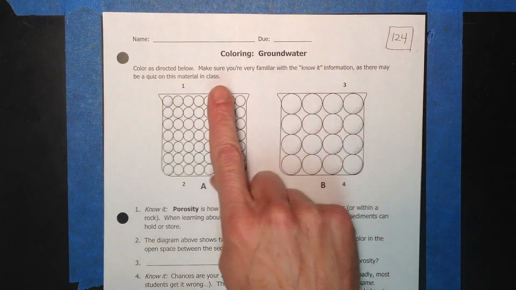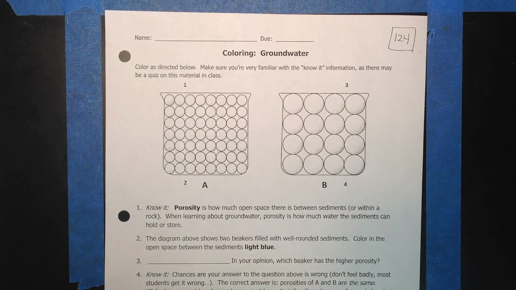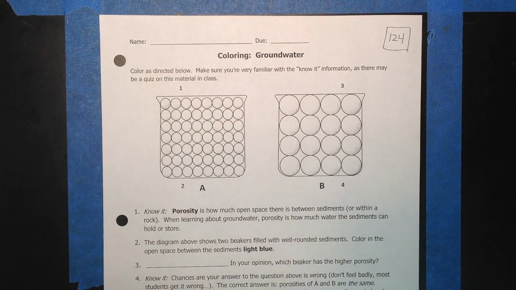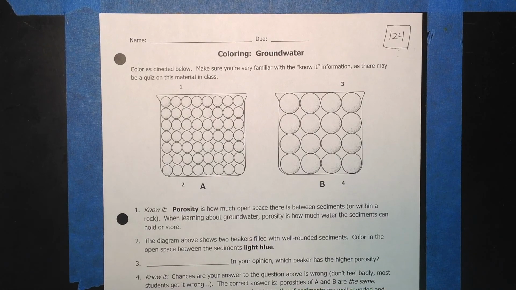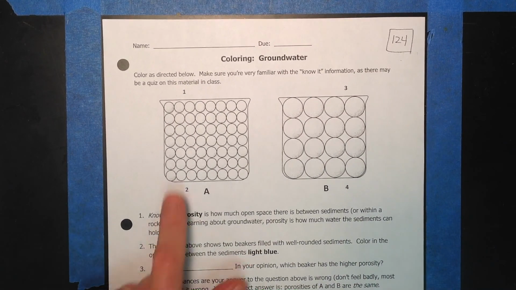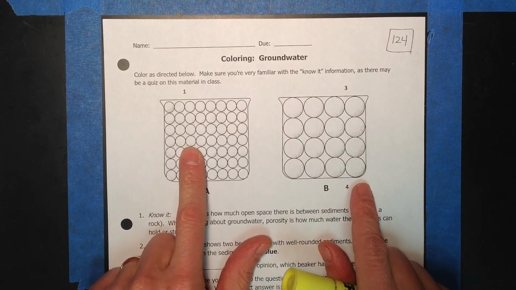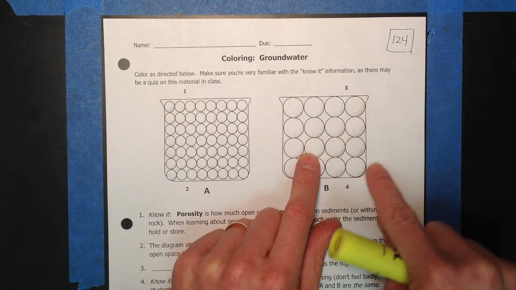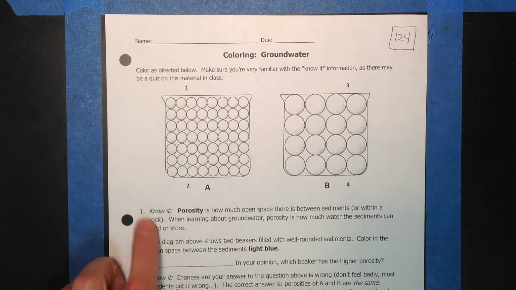Homework 124, groundwater coloring. It says, color as directed below. Make sure you're familiar with the Know It information, as there may be a quiz on this material in class, and there will be. So what we have here is two beakers, and they have sediments in them. Very rounded sediments here, very rounded sediments here. Again, in a glass beaker, that's what this represents.